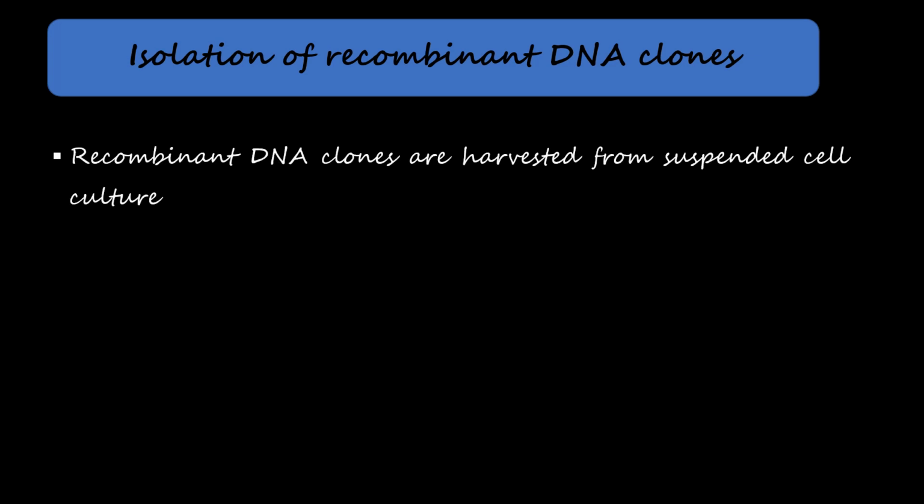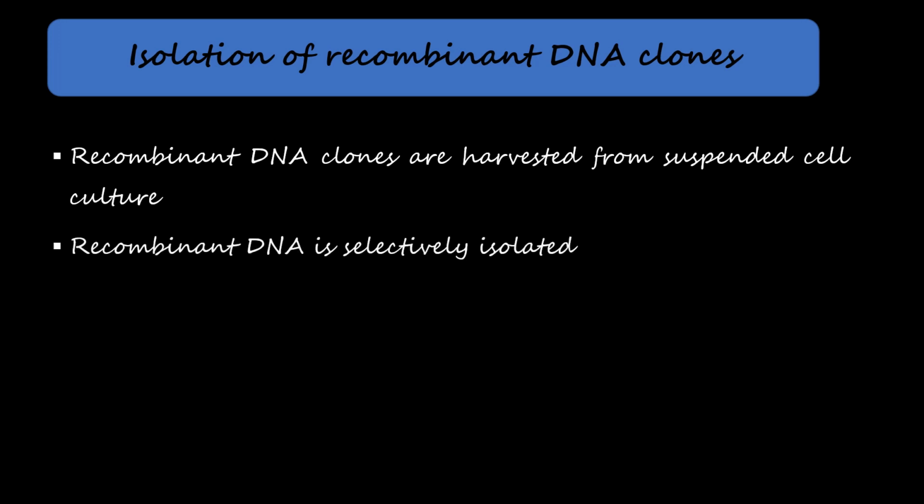The last step of cell-based cloning is isolation of recombinant DNA clones. The recombinant DNA clones are harvested from the suspended cell culture and then they are selectively isolated.